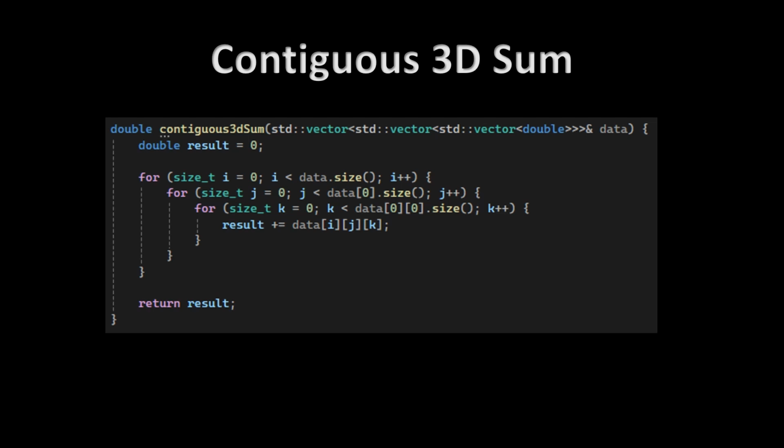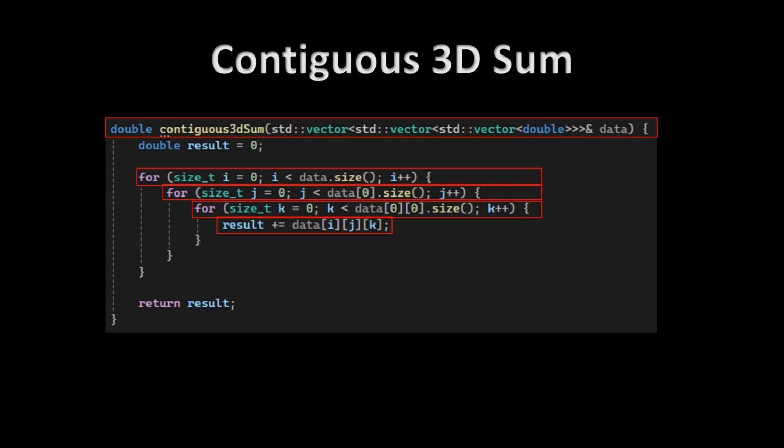The third function, contiguous 3D sum, calculates the sum of all elements within a 3D vector, but it does so with a loop order designed to maximize cache locality: i, j, and k. This arrangement is crucial for achieving optimal memory access patterns. By iterating through the first dimension, i, in the outermost loop, followed by the second, j, and then the third, k, the function ensures that elements are accessed in the same order they are stored in memory.